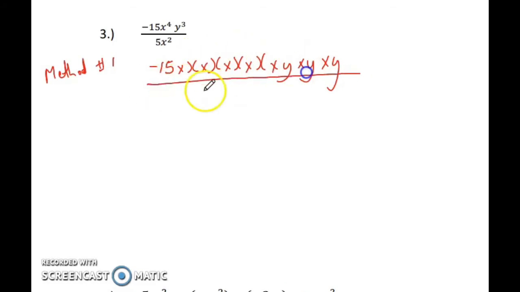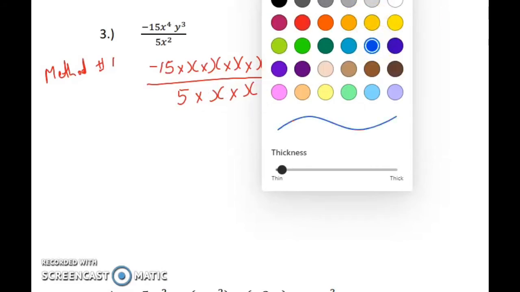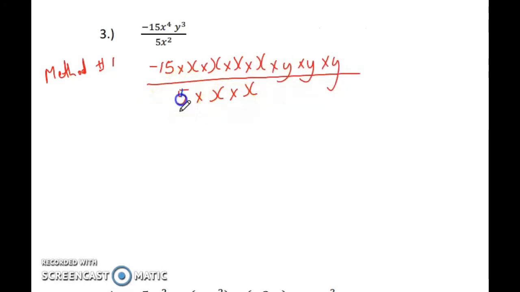Okay. Draw a division bar. 5 times x times x. Now what we're going to do, we're going to cancel to see what we would get for our answer. So 5 into 5, 1. 5 into 15 goes 3 times. x into x, 1, x into x, 1, x into x, 1.